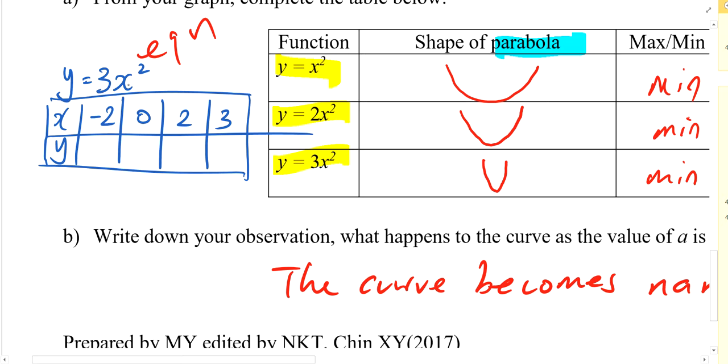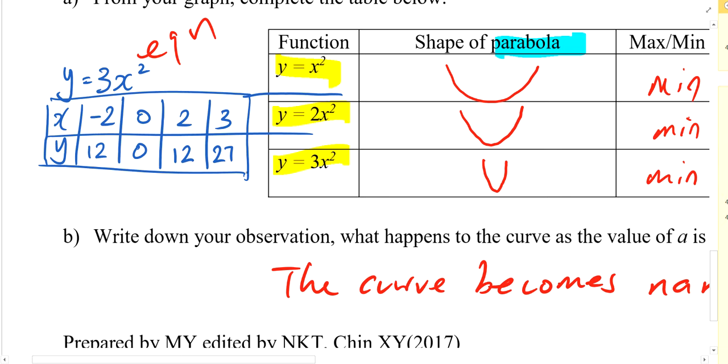Positive. Because x is negative 2. When I square it, I get positive 4. Positive 4 times 3, I get 12. Okay, so when x is 0, that is obviously 0. When x is 2, x squared is 4. Times 3, we again get 12. What happens when x equals 3? 3 squared is 9, times 3 is 27.